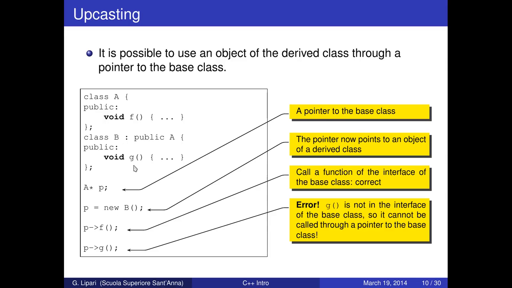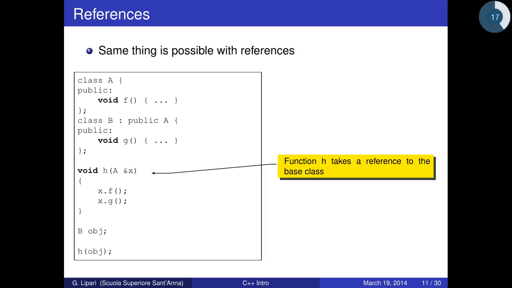In other words, what you have to do is to look at the interface of the type of the pointer. p is a pointer to A, and in the interface of A we have a function f. So this call is correct. However, in the interface of A there is no function g, and so this call is an error. Even if p is pointing to an object of type B, the compiler doesn't know anything about it. The only thing it knows is that p is of type A. And so this one is going to be an error.